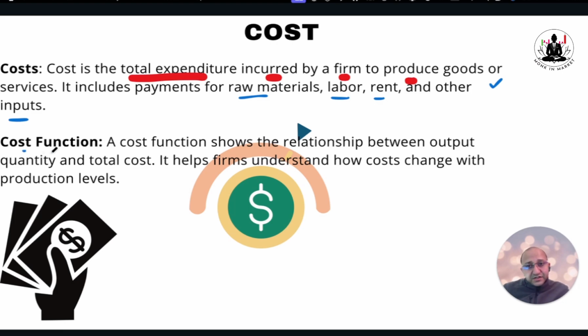So cost function is a mathematical representation again. Cost function is a relationship between output and the total cost. Meaning how much money I am spending to produce the final goods, to produce the final output. That is the cost function, right? So I am expecting more production at the minimum cost. This is the main goal and main objective of any firm, basically, right? I hope this is clear to everybody.